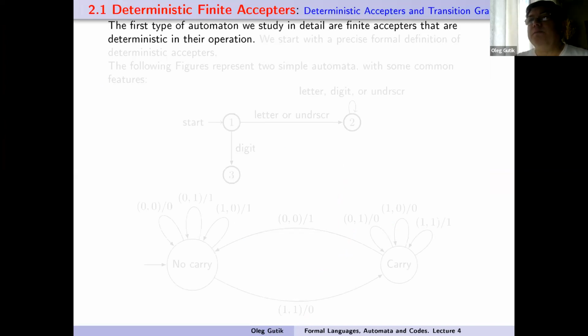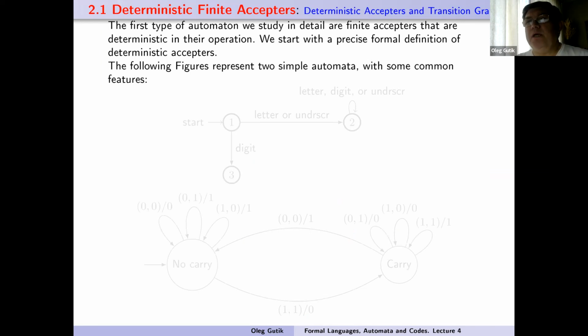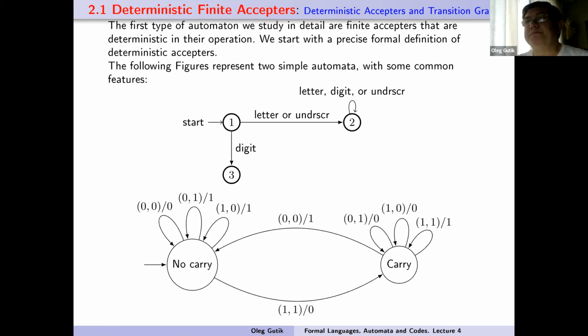The first type of automaton we study is the finite acceptor that is deterministic in its operation. We start with the precise formal definition of the deterministic acceptors. The following figure represents two simple automata with some common features. So the first and the second.